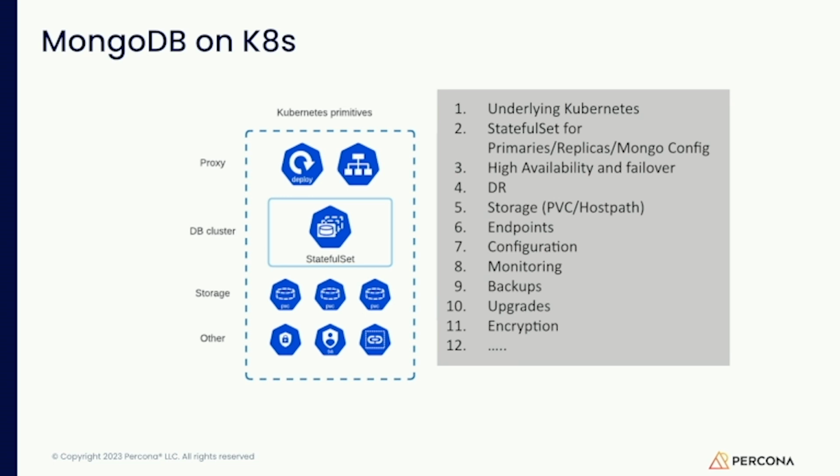So you need to take care of the underlying Kubernetes, you need to have a separate stateful set for your primaries, replicas, config nodes, maybe routers, how you deal with high availability and what happens then, disaster recovery, the problem because Kubernetes scope is always a single region, how you roll out and manage configuration, how you connect monitoring, how you do backups, and so forth and so forth. The thing is, you can do it, but this is difficult. And this is where Kubernetes operators come to the rescue to help you to deal with those things.